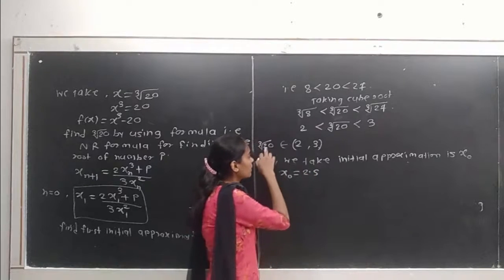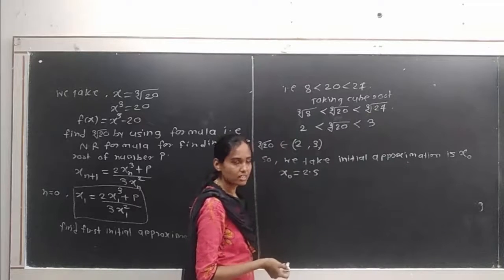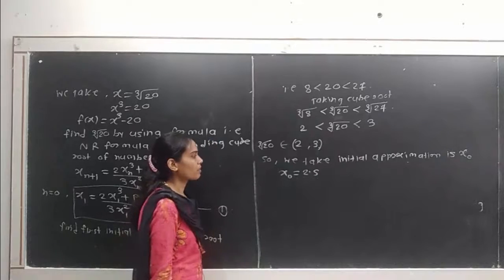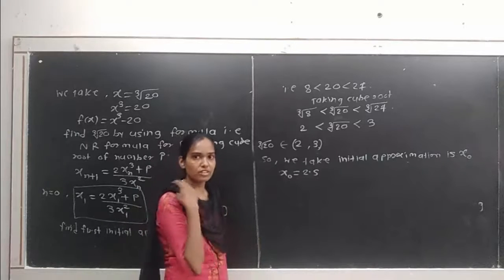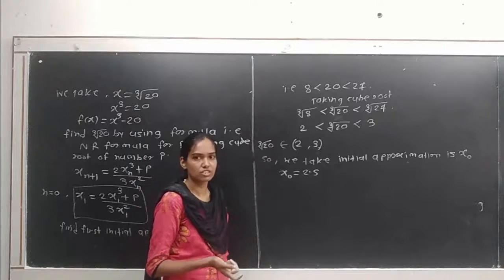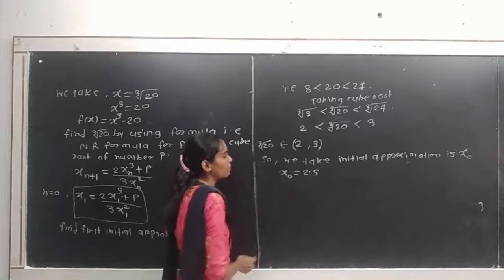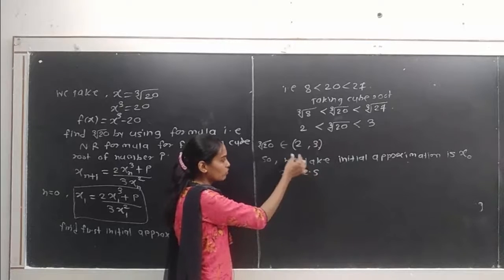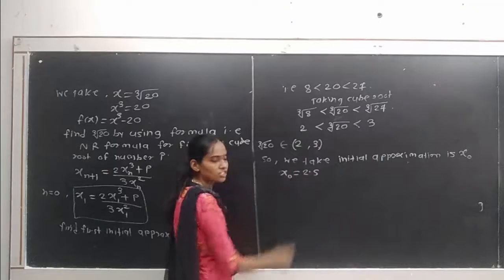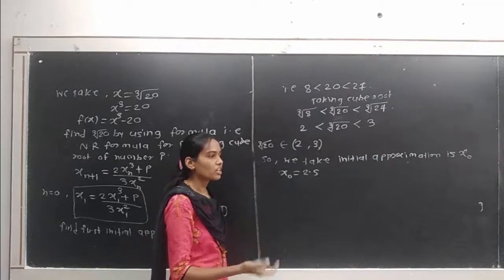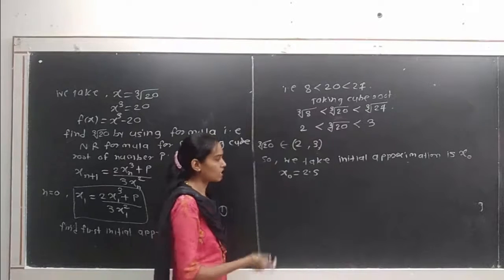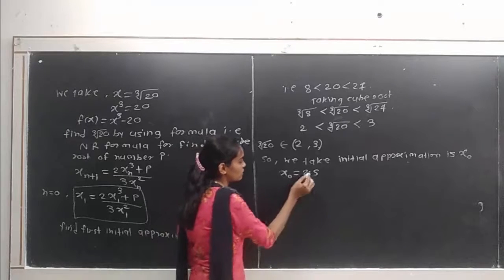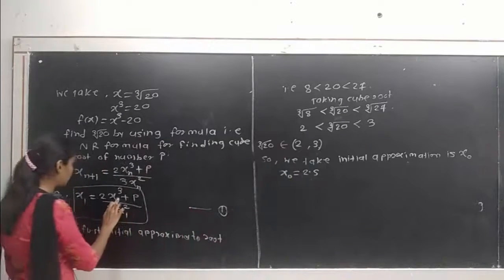Because if we find the cube root of 20 in a calculator, we get that easily. But here we have to use the Newton-Raphson formula, that is, we have to use iterations to find the cube root of number p. So we take the nearest number, x0 equal to 2.5, so the number of iterations, that is, the number of approximations in the calculation, gets reduced.